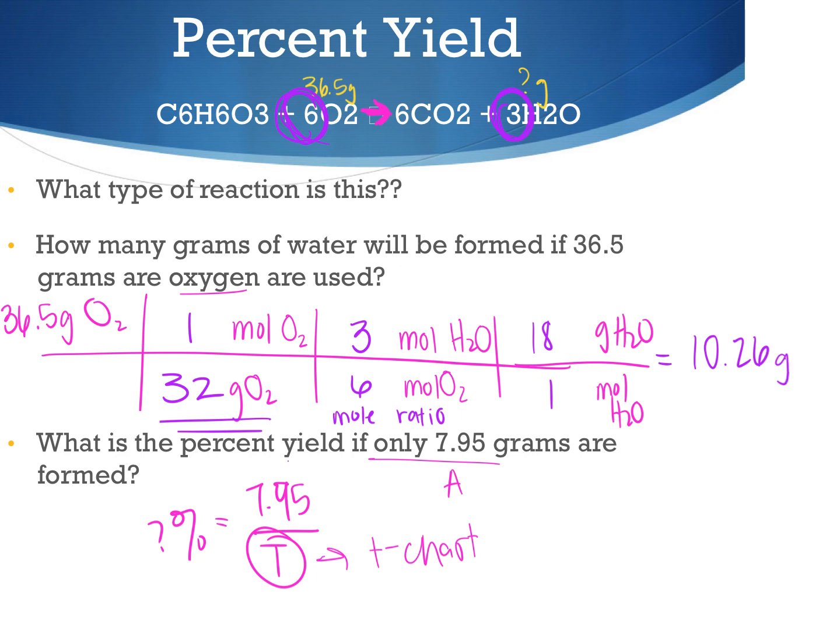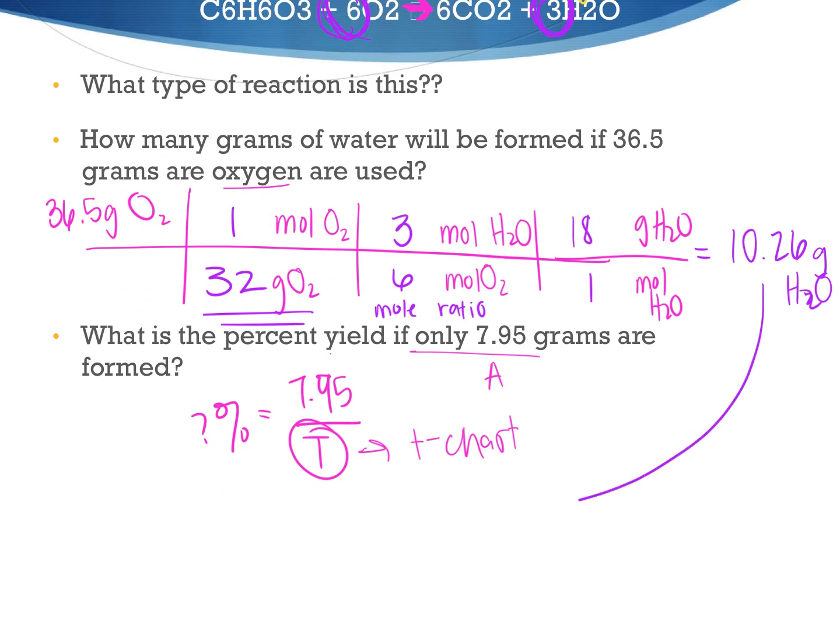Okay. So this is 10.26 grams of water. Is this our theoretical yield or our actual yield? Theoretical. It comes from our T-chart. So now we're going to bring it down here and put it into our percent equation. Percent yield is equal to the actual yield over the theoretical yield. So let's go ahead and do that math. 7.95 divided by 10.26. Okay, and I get 0.7748, and it keeps going, whatever. I don't need to write out more numbers than that.